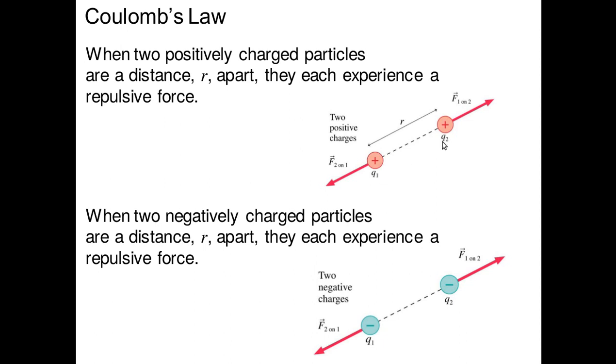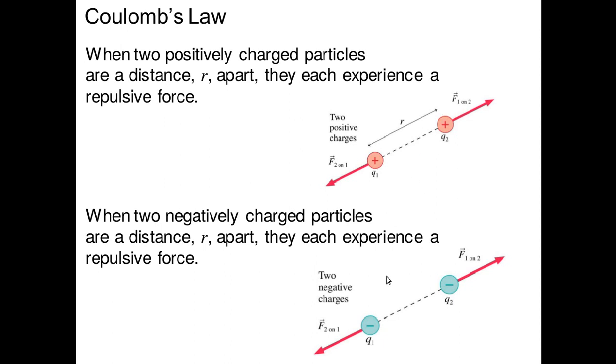So these are like charged particles, and they are repelling each other. Right? This is a Newton's third law pair. These forces are equal in magnitude and opposite in direction, and they're the same type of force. Okay, so Q2 is exerting a force on Q1, and Q1 is exerting a force on Q2.